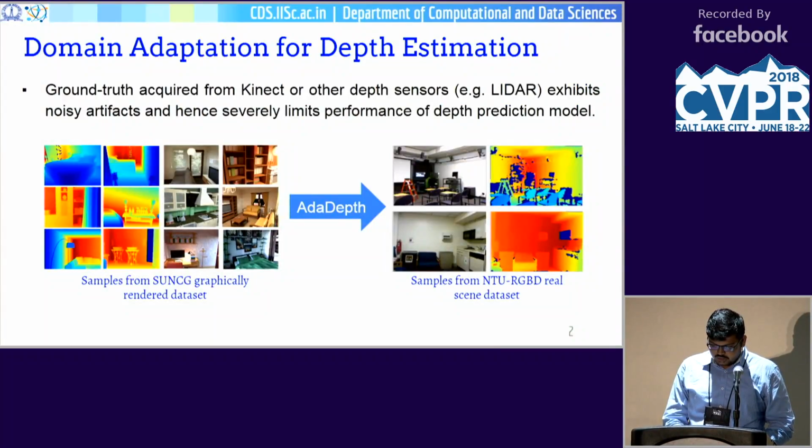For monocular depth estimation, the ground truth acquired using devices like Kinect or other depth sensors, for example LIDAR, exhibit noisy artifacts. Hence, it severely limits the performance of supervised depth prediction networks. On the other hand, depth maps generated from synthetic environments are much cleaner and more accurate. Therefore, we plan to adapt learned representation from clean synthetic image-depth pairs to real natural scenes.